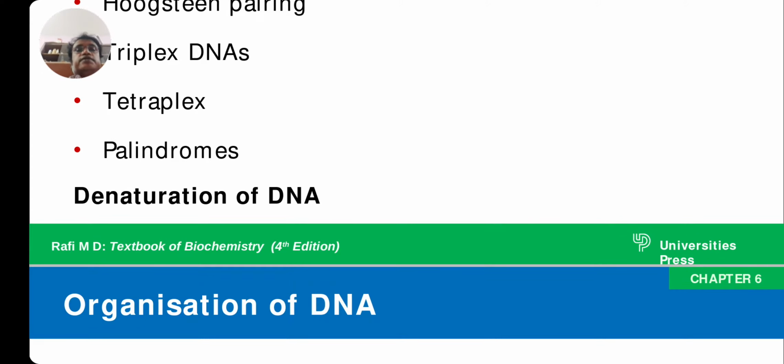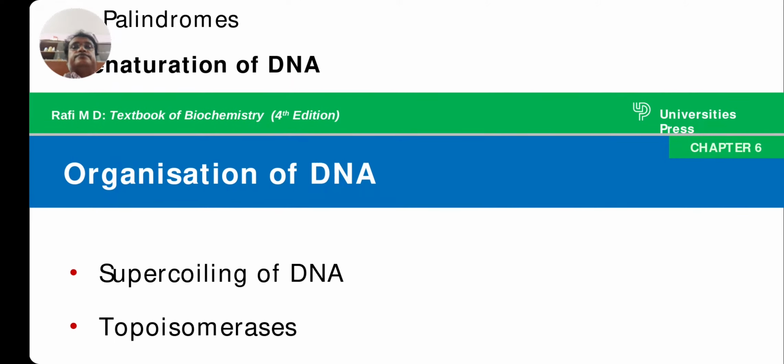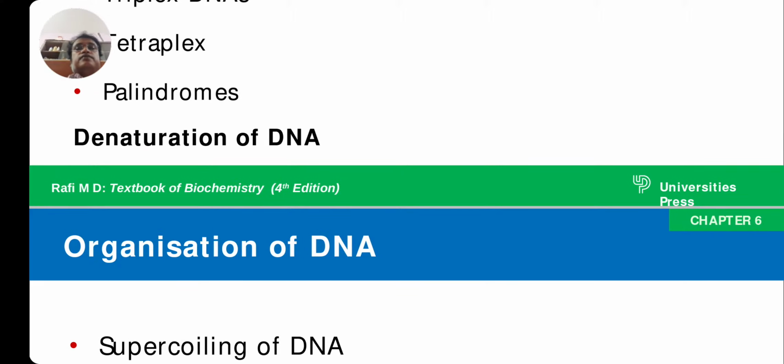Now, denaturation of DNA. The two strands of the DNA helix are held together by hydrogen bonds. Disruption of hydrogen bonds results in separation of the polynucleotide strands by a change in pH or an increase in temperature. This phenomenon of loss of the helical structure of DNA is known as denaturation.